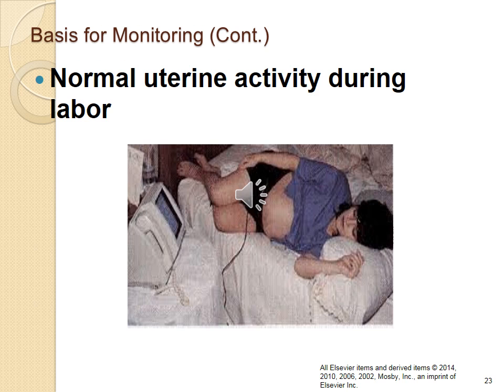When monitoring normal uterine activity during pregnancy and labor, you're going to monitor frequency of contractions, duration of contractions, strength of contractions, resting tone, and relaxation time.